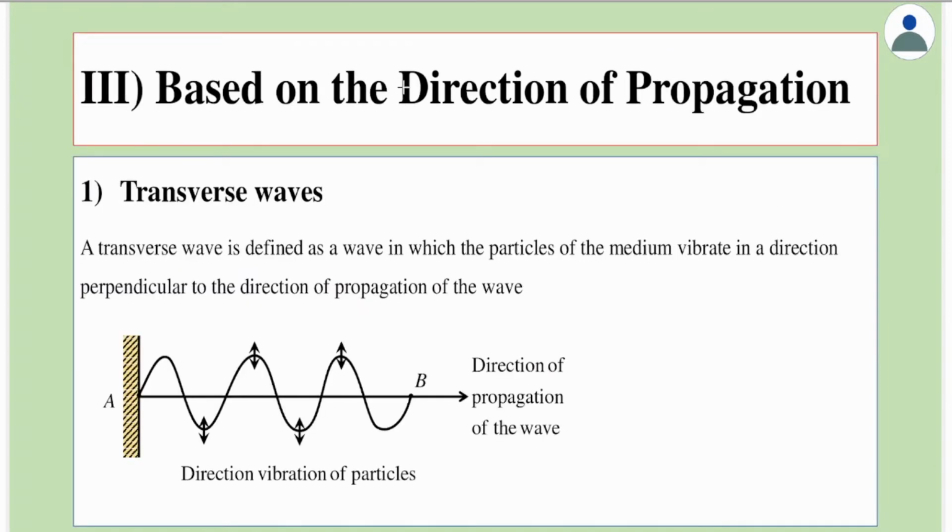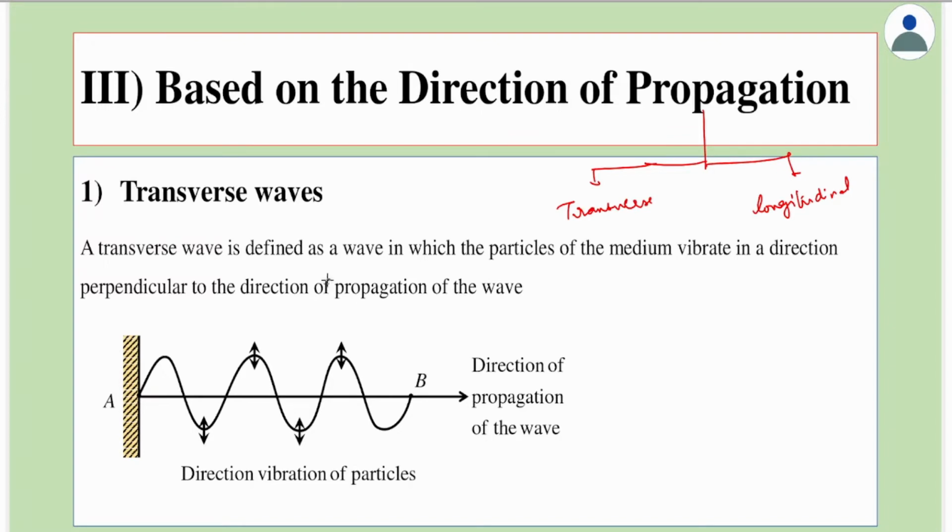The third classification is based on the direction of propagation of the wave. Based on that, there are two types called transverse waves. The second type is called longitudinal waves. Let's study them one by one.